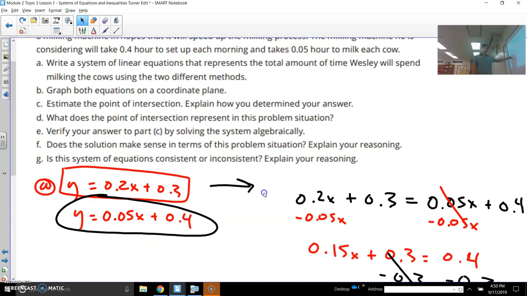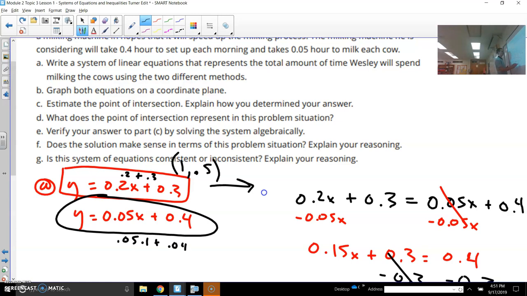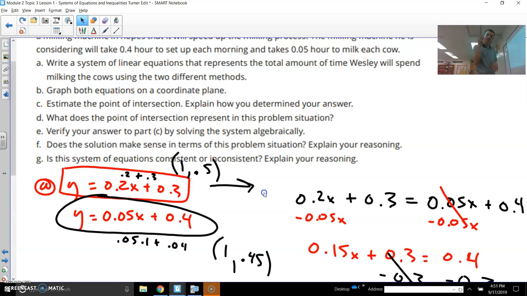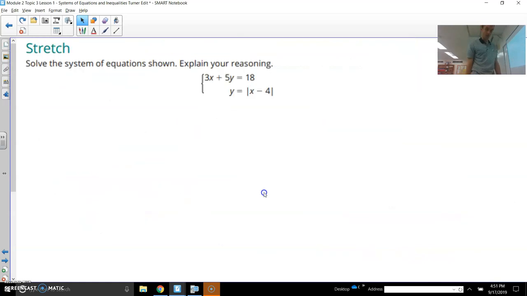Because plugging in 1, if you just say I want to milk 1 cow, 0.2 times 1 would be 0.2. If you add 0.3, basically 1 cow takes 0.5 of an hour, about half an hour. However, if you plug 1 into the second one, 0.05 times 1 plus 0.04, 1 cow in the other one actually takes 0.45. So their intersection is really in the middle of milking 1 cow, and so that machine is really worth it, and Wesley should consider purchasing one. It's going to save him a ton of time.